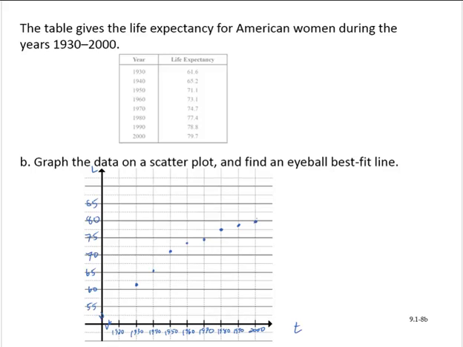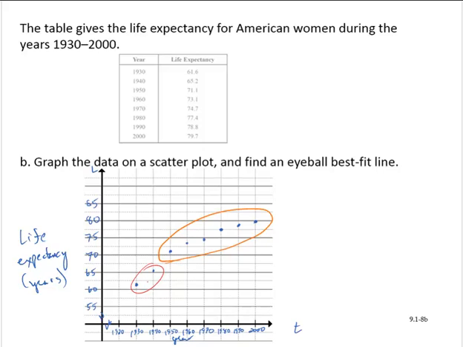All right, so we've got these data points. We're asked to find an eyeball best fit line. I guess I should have said that here's the year and this is the life expectancy, and that life expectancy is also in years. Notice that the later points, these 6 points, seem to follow a pretty good line, and the first 2 points don't.